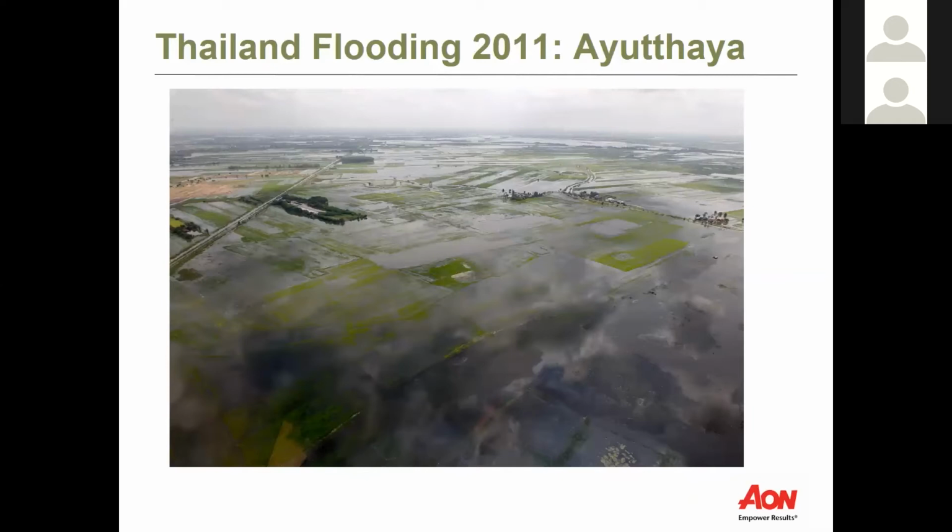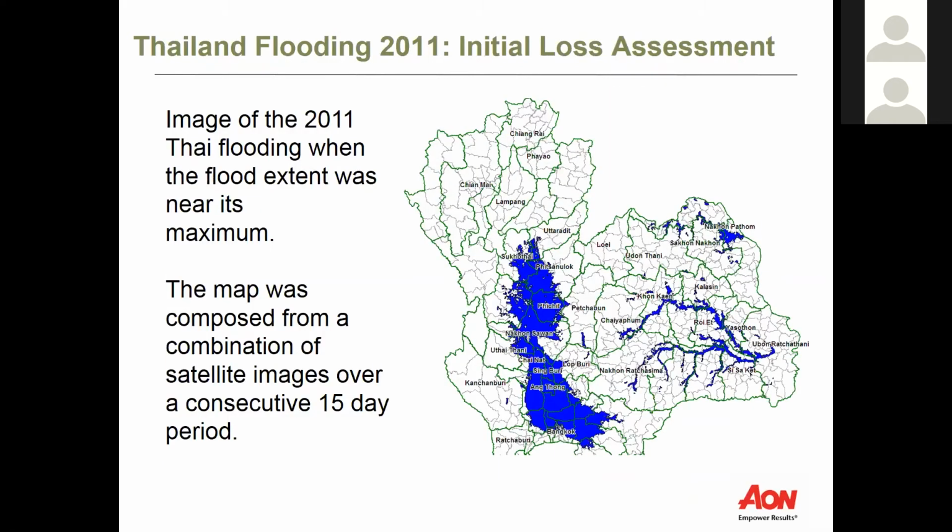But a lot of the crop, especially the rice crop, was affected by the flooding. So we have clients that insure the rice crop, the national rice crop, in Thailand, so we wanted to help them give an idea of what losses they were expecting.